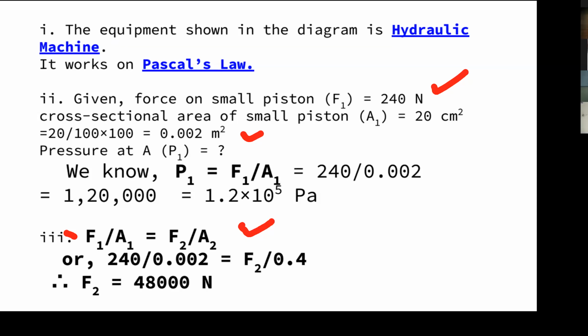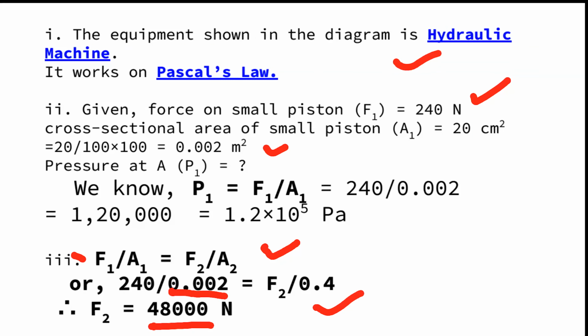So that is why we are using 0.002 for the small piston, which is also in meter square. So F1, 240, upon A1, which is 0.002, equals F2 upon A2, which is from the question 0.4. Finally, we calculate the force on the large piston, which is B, equal to 48,000. And this calculation shows that the hydraulic machine is a force multiplier. As the area is increased, obviously the force also increases.